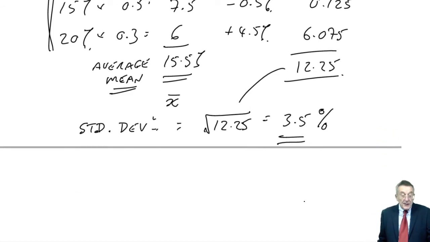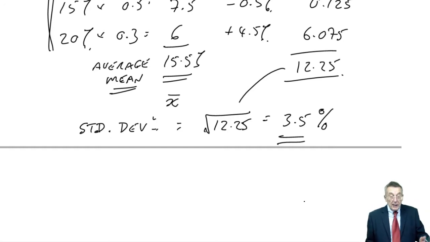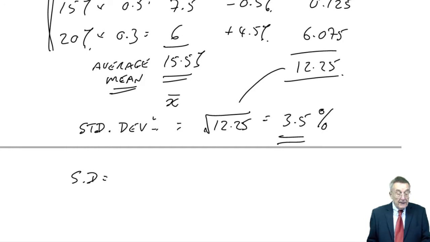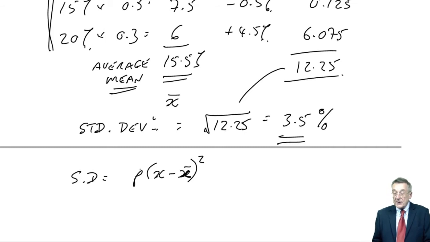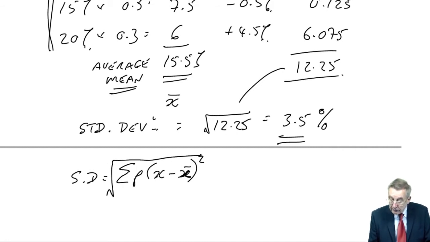So that should now make sense of the formula that's immediately above the example. In general terms, what did we do? We took the differences from the mean, x minus x bar. We squared them and multiplied by the probabilities. We added them up, which is what sigma means. And then we took the square root. So the formula makes it look rather more complicated than it actually is.